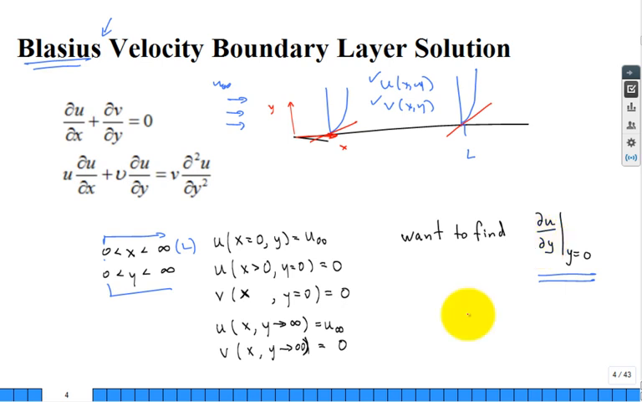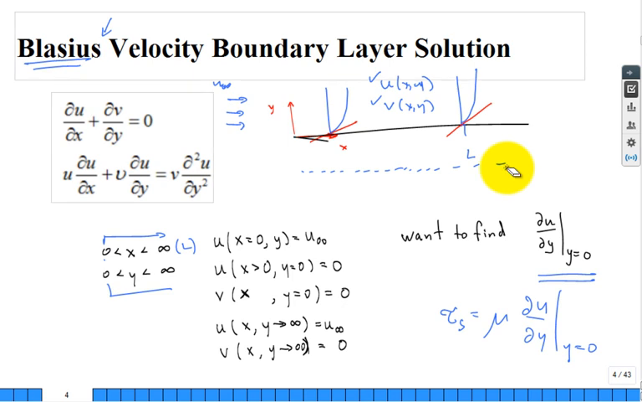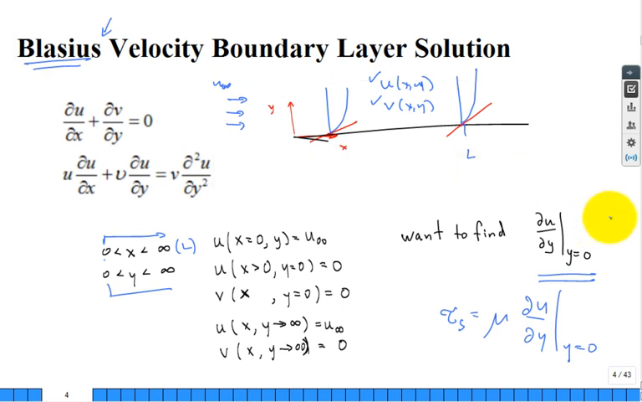Isn't the shear stress tau? What is the equation for that? The shear stress at the surface is mu du dy at y equal to 0. All right, is the shear stress a function of the location x as I move down the plate? Yeah, because the slope, du dy, is changing. So how do we solve then for this shear stress?